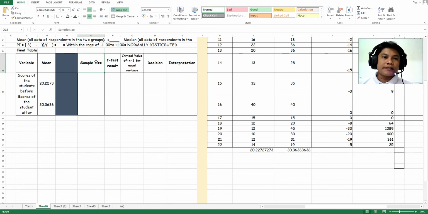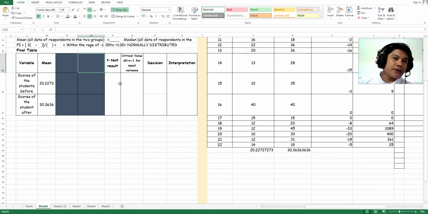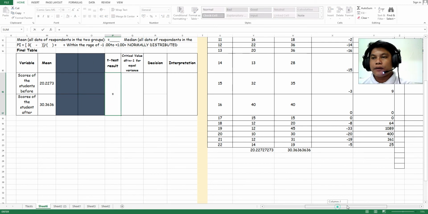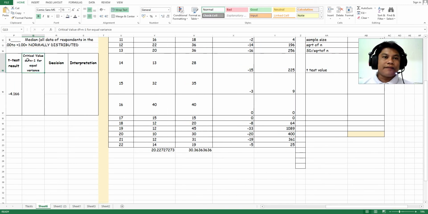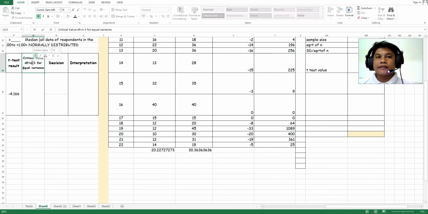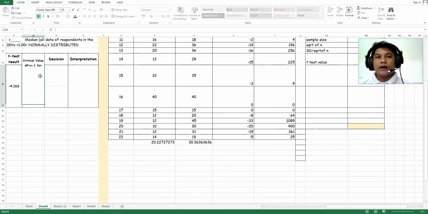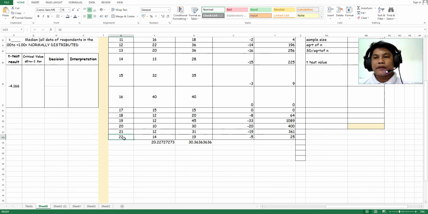As for the sample size, since the data is treated together as one, we will not consider that in the analysis. And then we will now use the t-test. The t-test result based on our computation is -4. So what we need now is the critical value. Since our degrees of freedom is n minus 1, you have to go to the table and look for the value for the degrees of freedom n minus 1. Our n here is 22, so n minus 1 becomes 21.